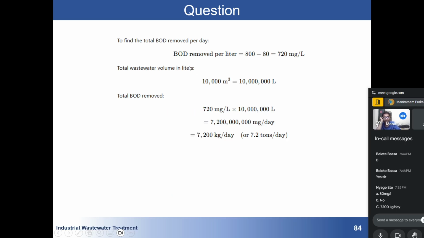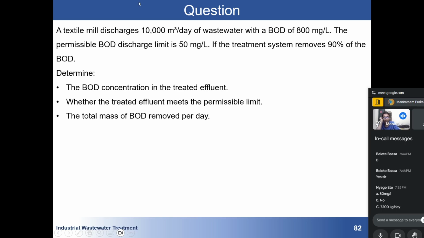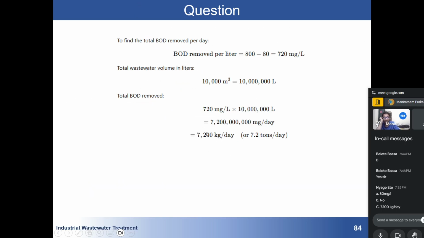And the second part: 72 milligram per liter is being removed, and you know the flow per day, how much flow is coming, so you multiply it and finally you get 7200 kg per day or 7.2 ton per day. Yes, correct. Good.